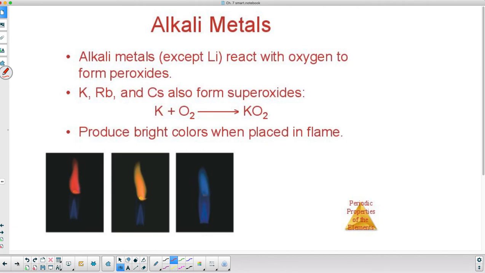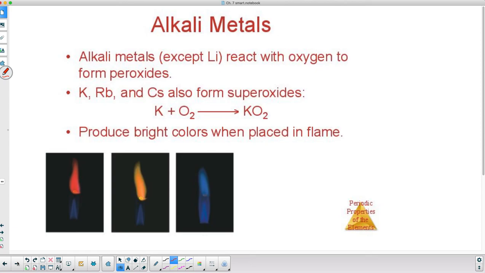So alkali metals, except lithium, react with oxygen to form peroxides. So lithium, although it's very reactive, does not readily form peroxides. I'm not sure why. It may be because the size of lithium is so small. Potassium, rubidium, and cesium also form superoxides.